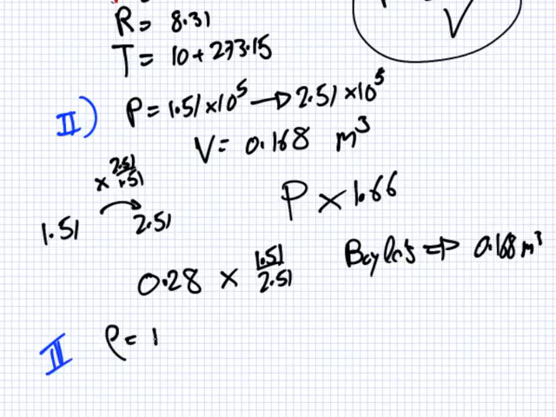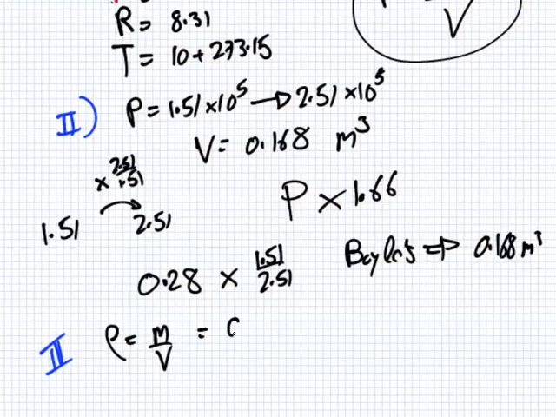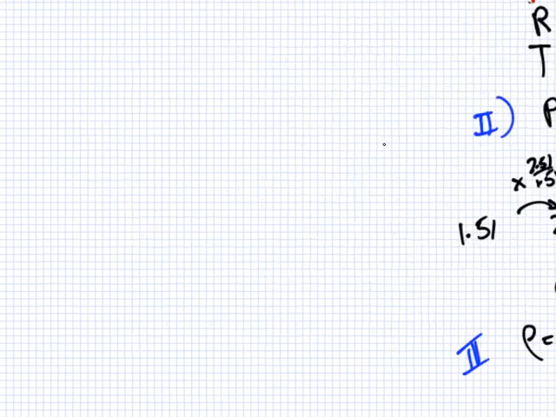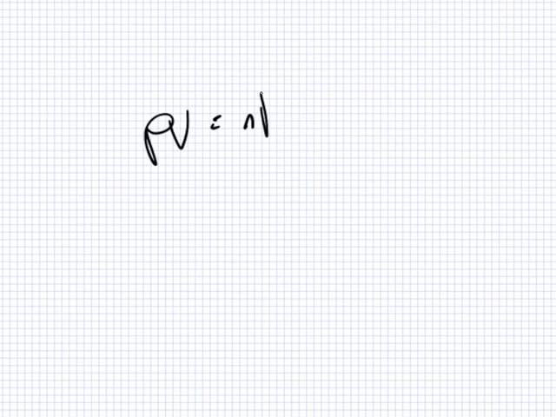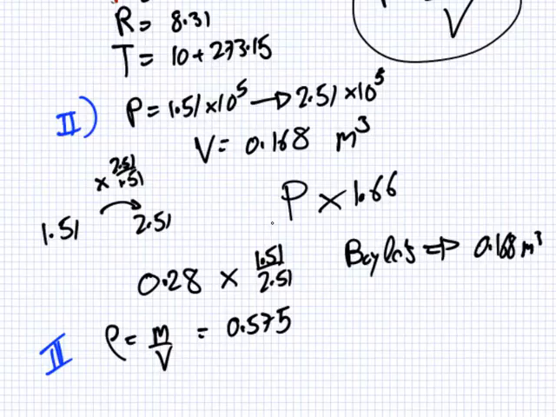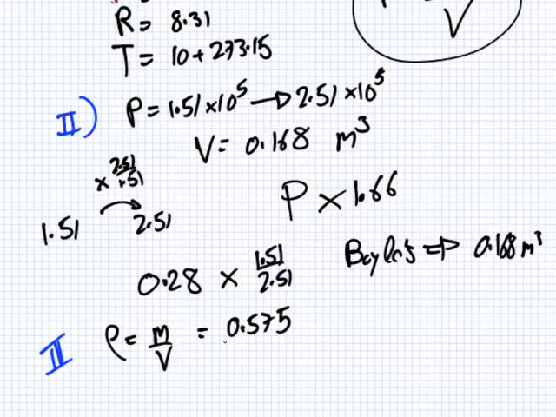Density is mass over volume. The mass was given as 0.575. Now, the volume we'll have to work out. It's not quite given. Remember, PV equals nRT, so volume is nRT over P. Actually, it sounds familiar. Didn't I say that already? So we have to work it out. In fact, it's a third volume now because it's now a different pressure.